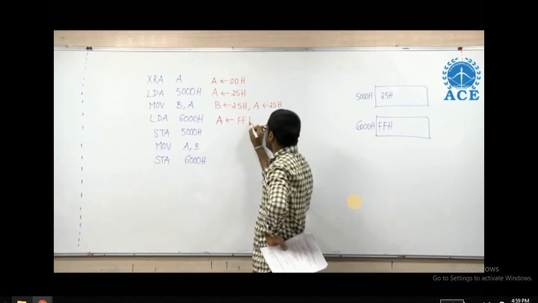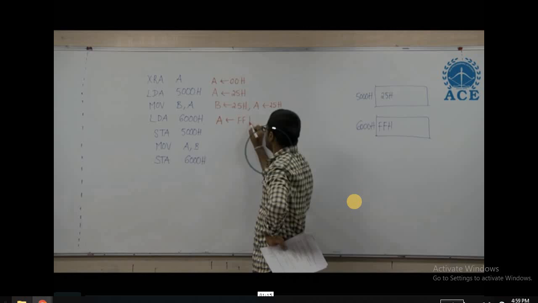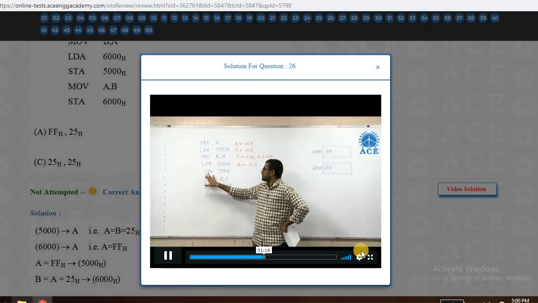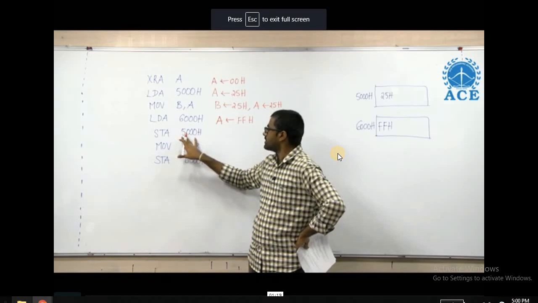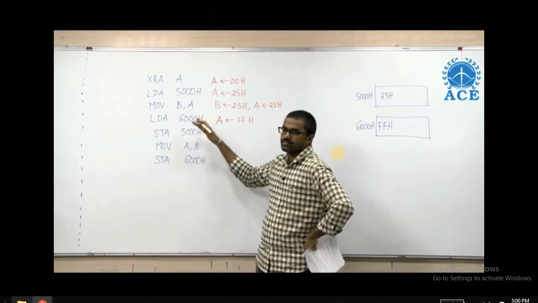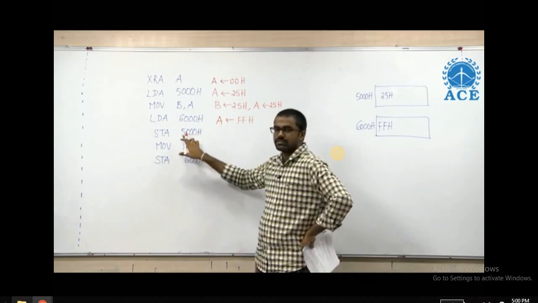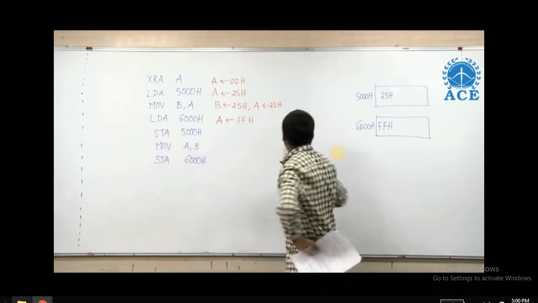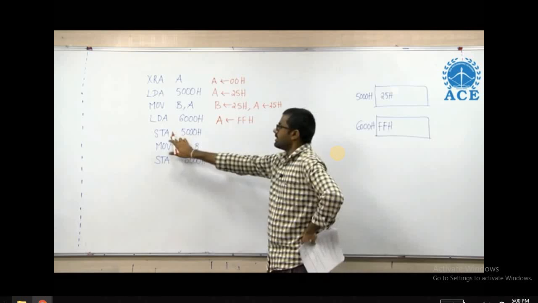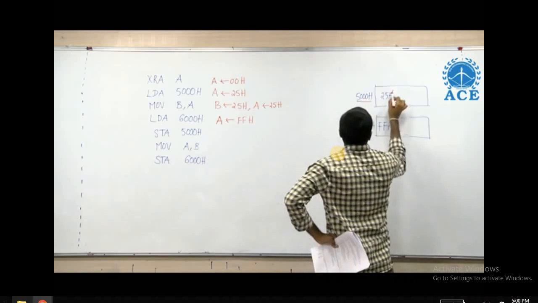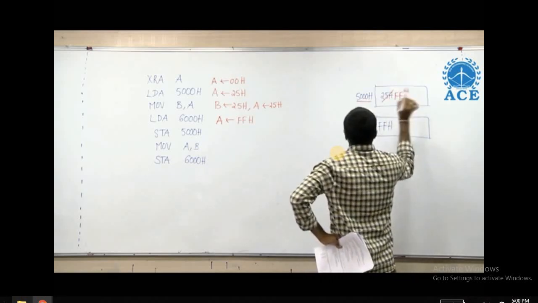Now this instruction says to store whatever the contents are in the accumulator in the 5000 location. After the execution of the previous instruction, the accumulator has FF. So after execution of this instruction, the accumulator will be having FF. Store the accumulator, whatever the contents are there in the accumulator, in the 5000 location. So the 5000 location now will have FFH.